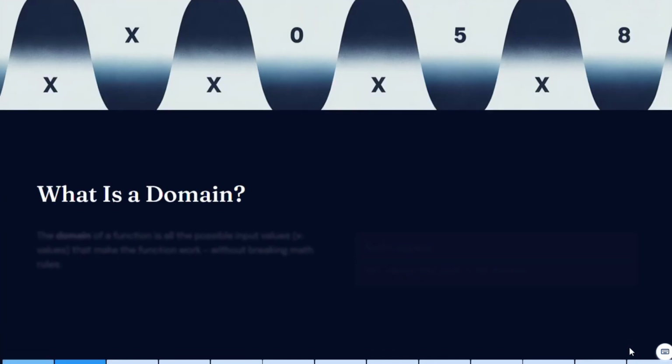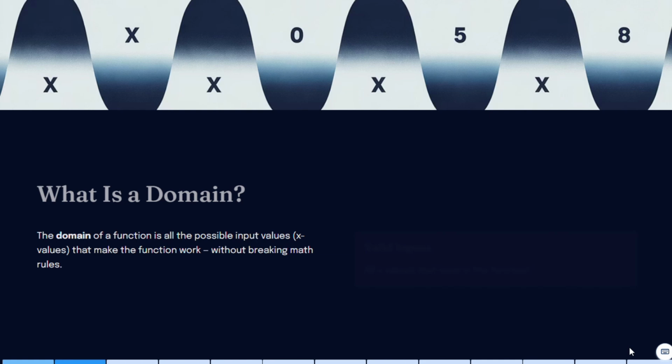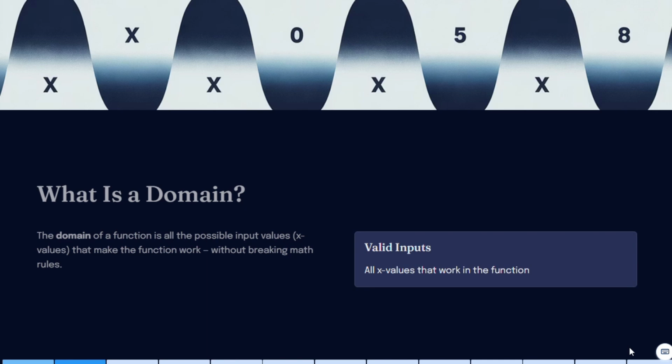So what is a domain? The domain of a function is all the possible input values, that is x values, that make the function work without breaking math rules. So you can plug in any x that doesn't make the equation undefined, or take the square root of a negative number, for instance. Think of it as the allowed zone for your input values. So once again, the domain is all x values that work in the function.